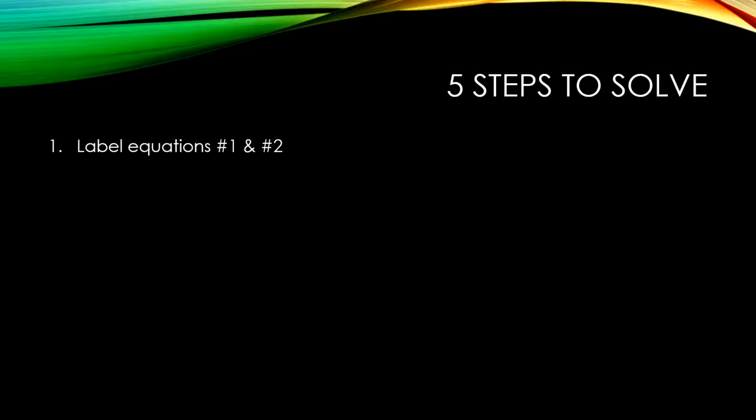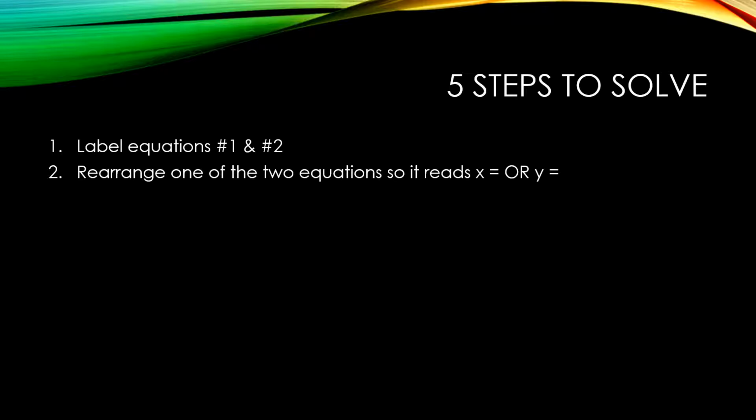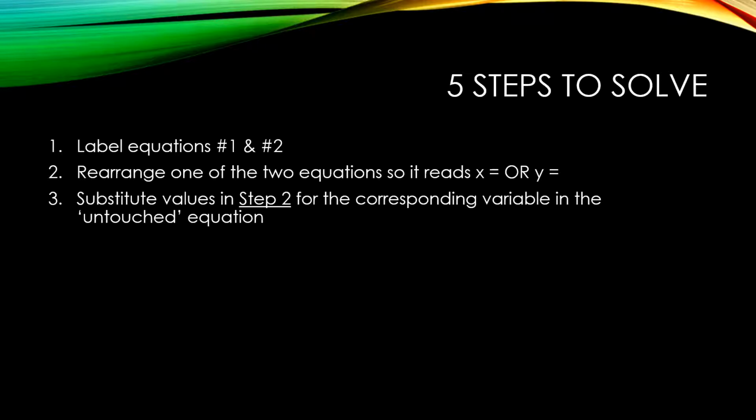Step number 1, label your equations #1 and #2. Step number 2, rearrange one of the two equations so it reads x equals or y equals. Step number 3, substitute your values in step number 2 for the corresponding variable in the untouched equation, or the equation that you did not rearrange.